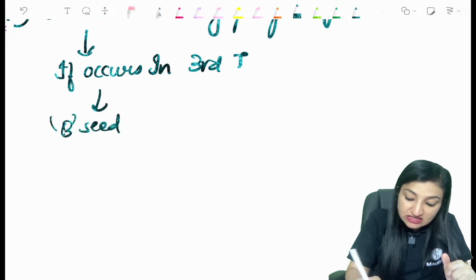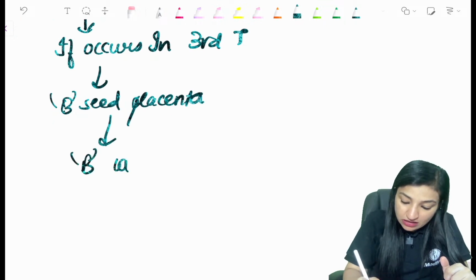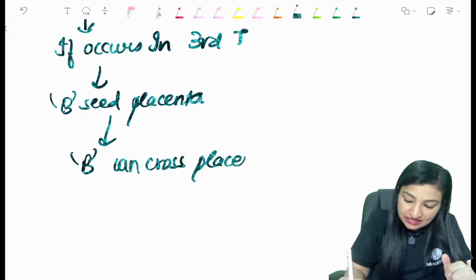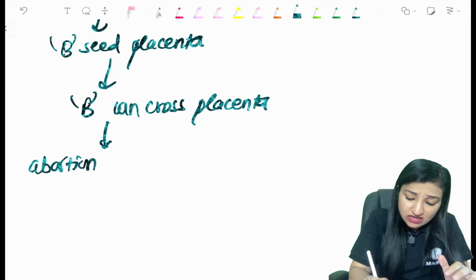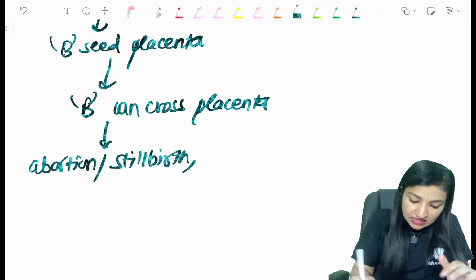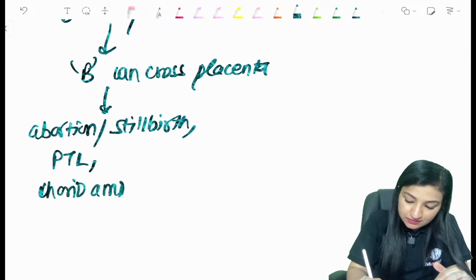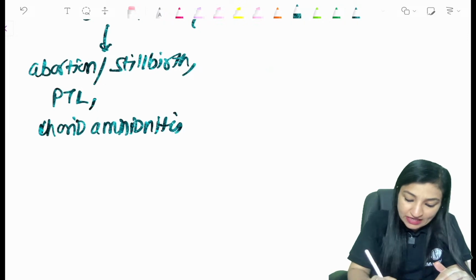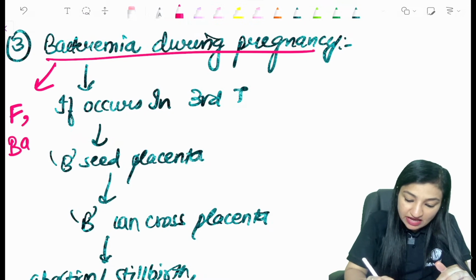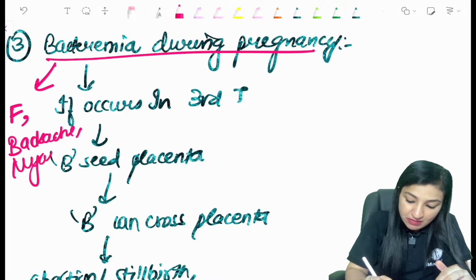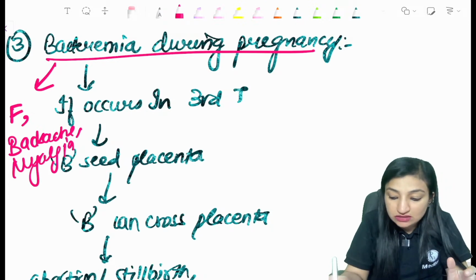The bacteria can seed the placenta, therefore the bacteria can cross the placenta also, and this can have disastrous consequences unfortunately, जैसे कि abortion या stillbirth हो सकता है, या फिर preterm labor हो सकती है, कोरियो एमनियोनाइटिस हो सकता है. ऑलराइट. और प्रेग्नेंट लेडी को क्लिनिकल फीचर्स क्या होंगे? The lady will complain of fever, F for fever, then backache, myalgia. So this can have disastrous consequences if infection occurs in the third trimester.